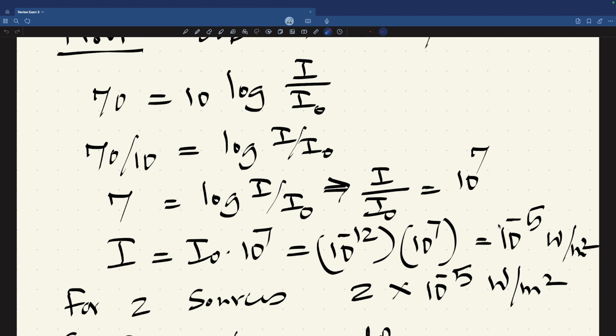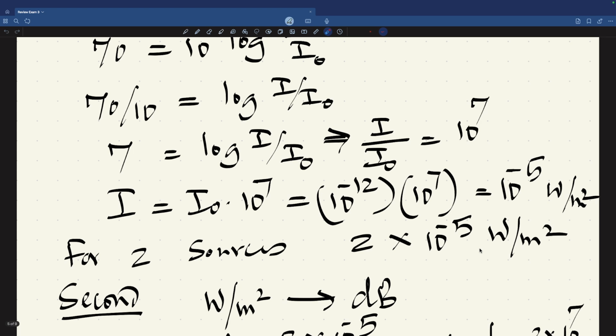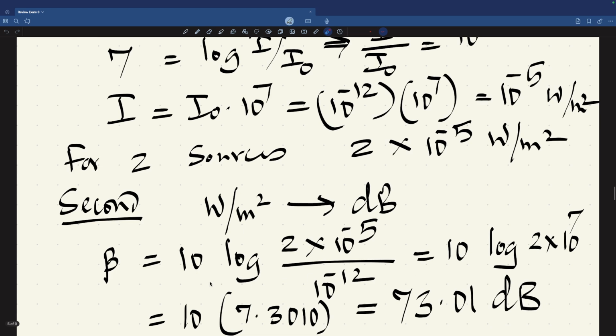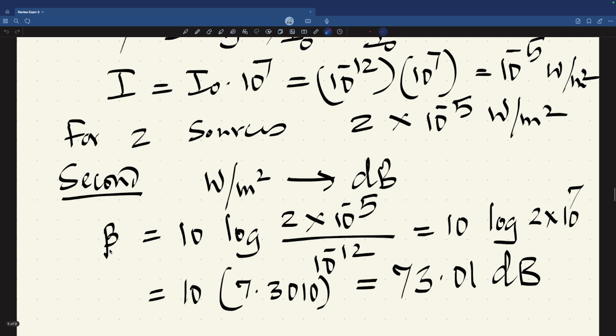So now that we got the intensity of one source in watt per meter squared, for the 2 sources, you just multiply by 2. So you got 2 times 10 to the negative 5. And then change it into decibels. I know, this is a process. So that's second step. Once again, use the formula. This time it's easier because you're looking for beta in decibels. You got the I as 10 to the negative 5, didn't we? Yep. You have it as 10 to the negative 5 here. And so when you do the math, here you get 2 times 10 to the 7.